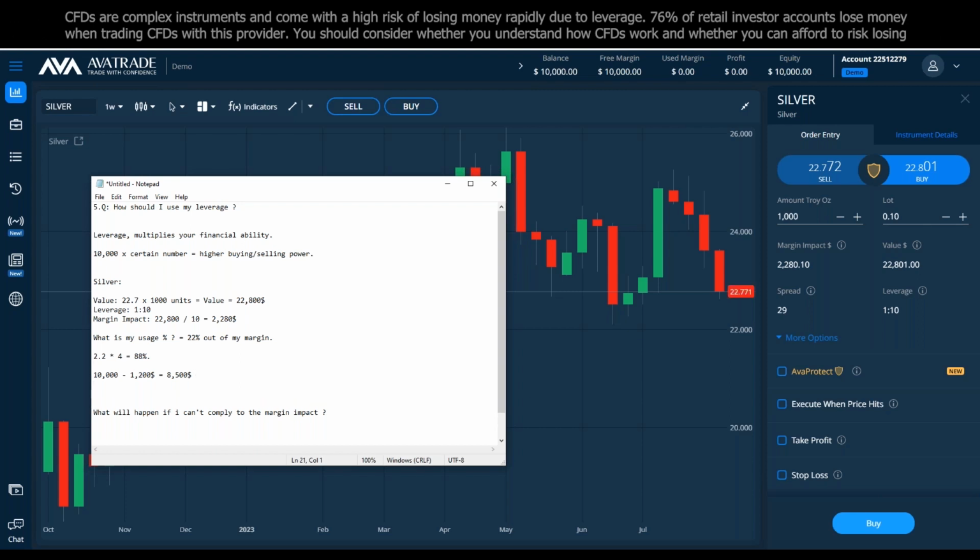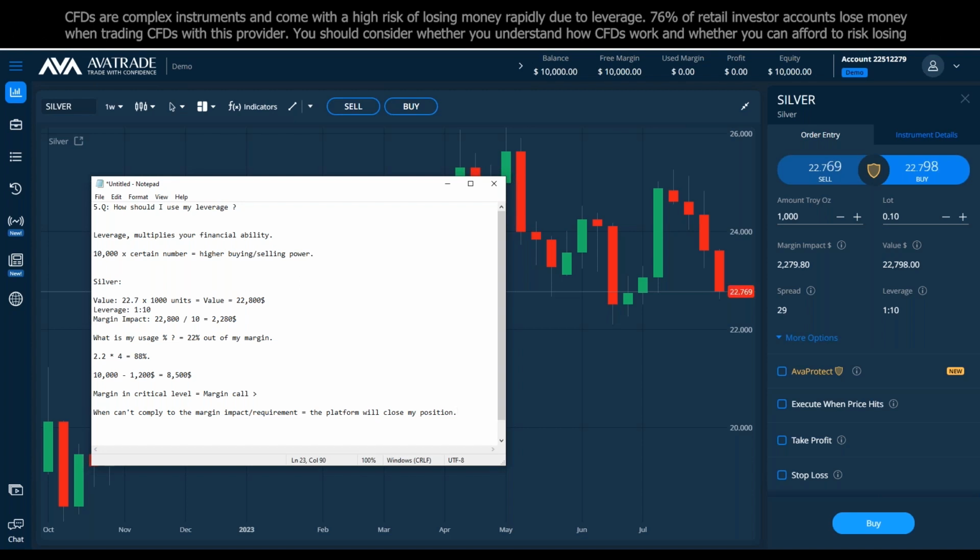Okay, so when the margin in critical level equals margin call, right? When I can't comply to the margin level, to the margin impact or requirement, equals the platform will close my position. Therefore, the way that you should use leverage is not with what you can or can't, it is what you should or shouldn't.